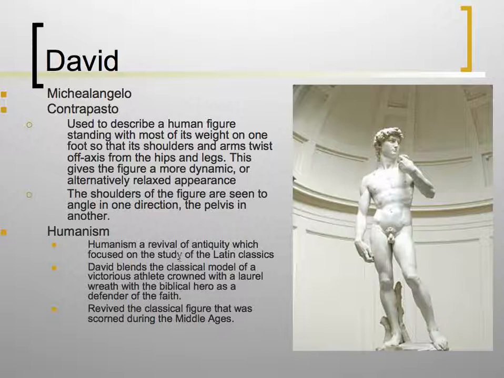And you have David as another example of humanism, because he is a biblical figure. So you have a biblical figure sculpted with a classical style. He also has the laurel wreath in his hair, which is kind of hard to see in this photo, but that is an example of an Olympic hero from the Greeks. So this revived that classical figure. So there are 3 facts you should know about David, specifically how he's humanistic.